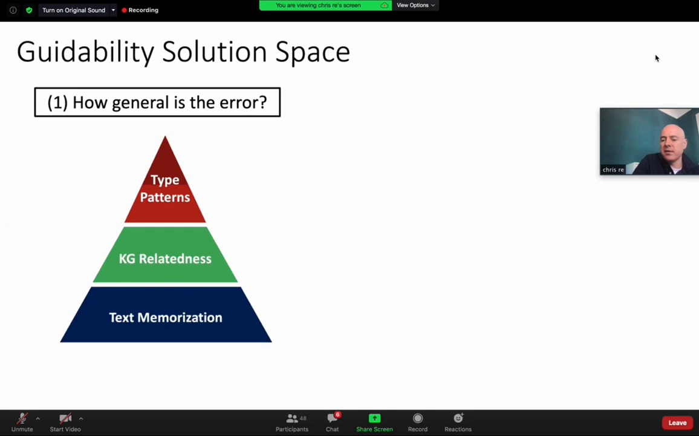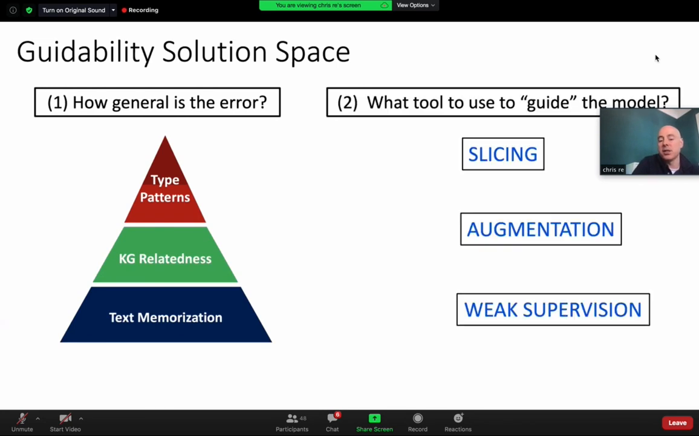So the way we've been thinking about this, and these are super initial thoughts, is we want to think about how general the error is. And we like that the type hierarchy that we had before, the types and the KG and the individual text mentions, had this property that they were different levels of generality. Then we looked at several ways to change this that used all of what I would call guiding the model. So could you, for example, create what we call a slice of data? And we'll talk about that in a second.